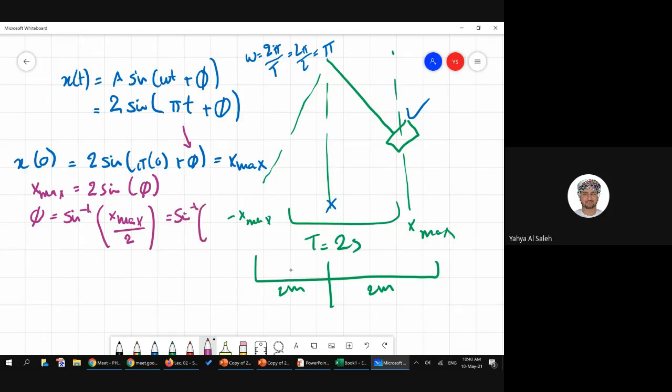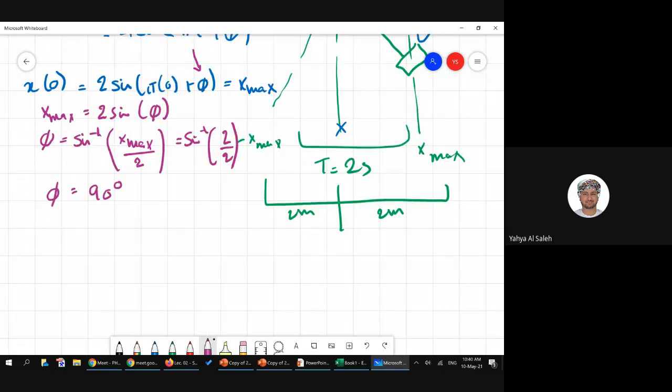ساين إنفرس 2/2. ساين إنفرس 1 كم يكون؟ 90 degrees. phi equals 90 degrees. معناته أنه معادلتنا الكاملة إيش تكون؟ x of t تساوي 2 ساين أوميجا تي زائد 90 درجة.